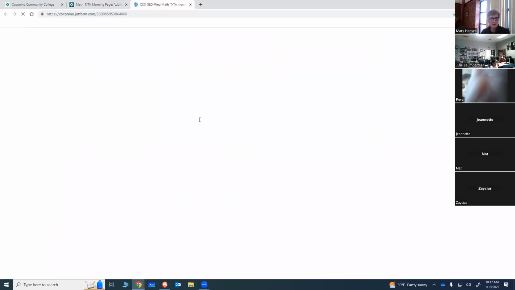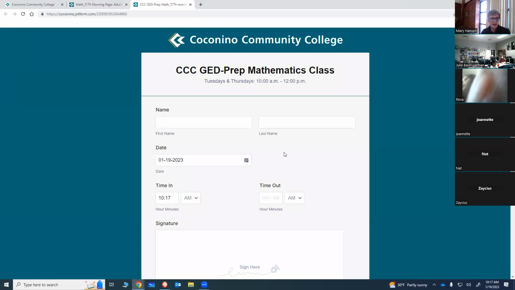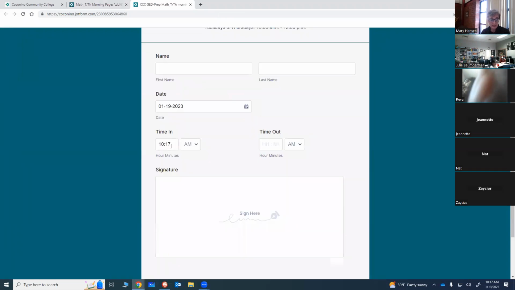And that's where you put your first and last name and the time that you came in. It'll always default to what time you open that sign-in sheet. But if you came in earlier, you can adjust it. And then, for example, this class ends at 12.